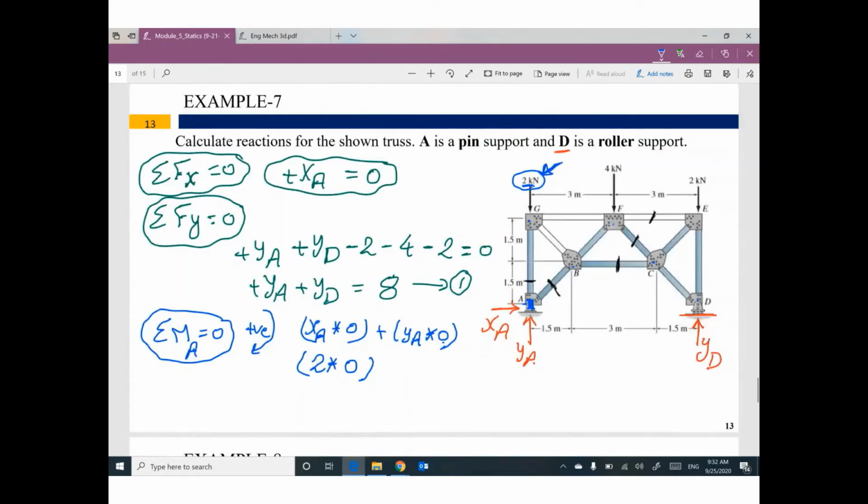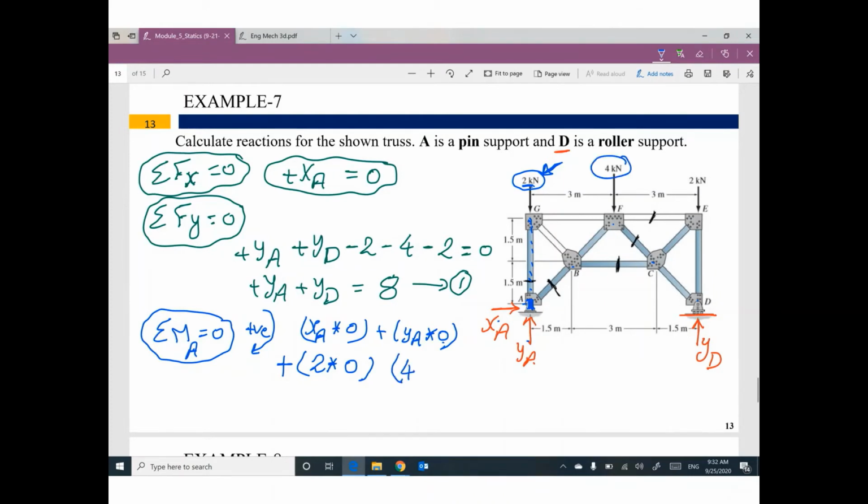Guys, the 2 kilonewton force, if you extend it, will pass through point A. So we don't have a distance like XA, like YA. So I don't care whether it's positive or negative. The next one, 4.